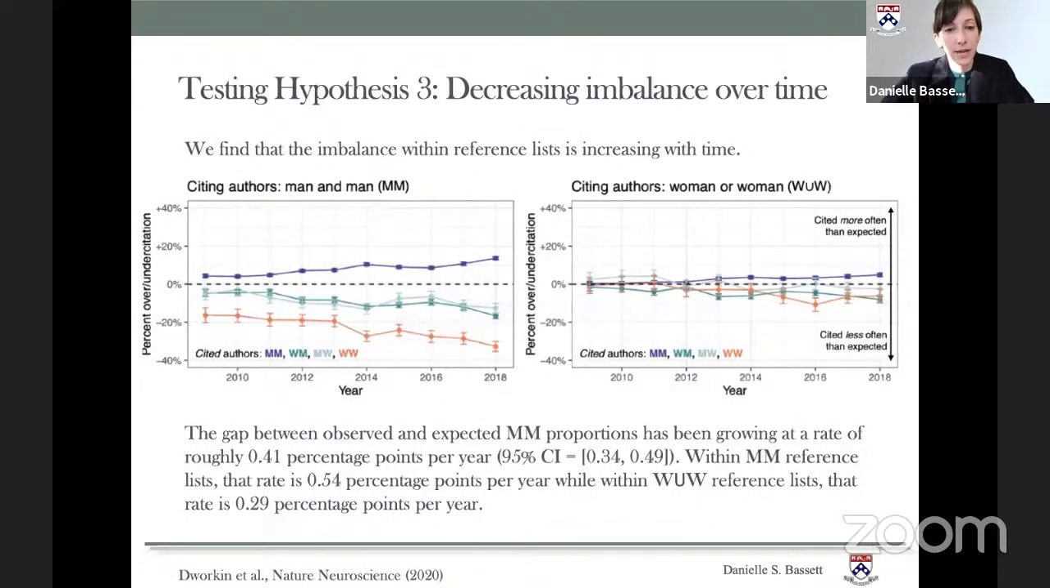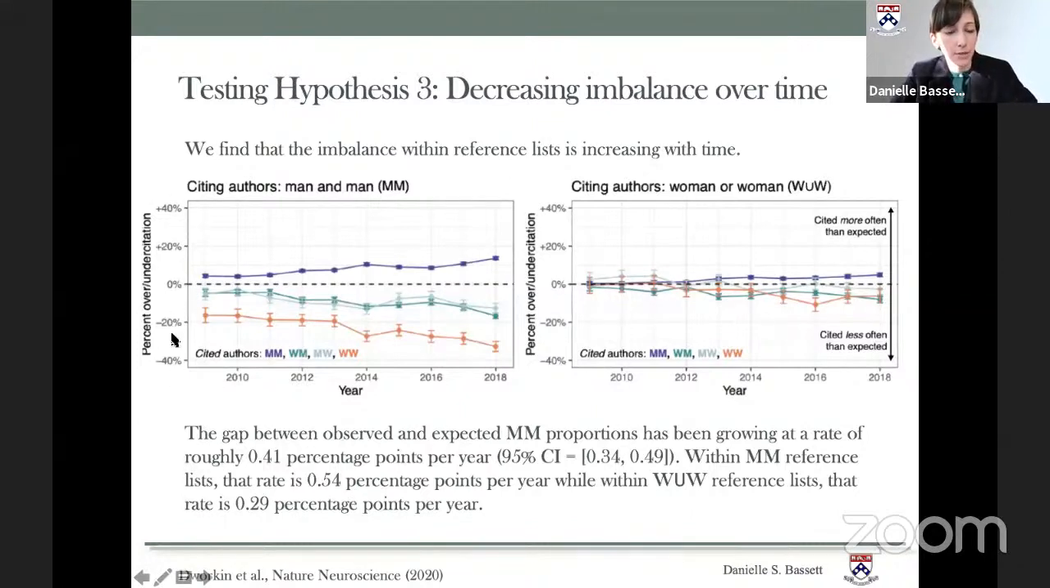So that brings us to testing hypothesis 3. We hypothesized that there would be a decrease in the imbalance over time, because we noticed that the fields are getting more diverse. We thought, well, if the fields are more diverse, hopefully the imbalance is getting better. What we actually find is the opposite, and this is quite concerning. The imbalance within reference lists tends to be increasing with time.